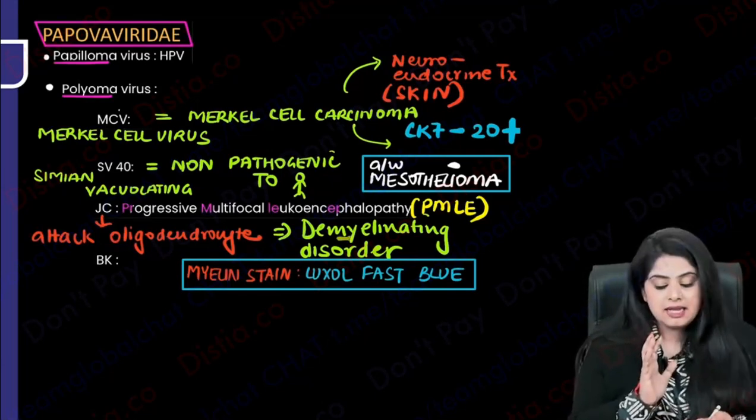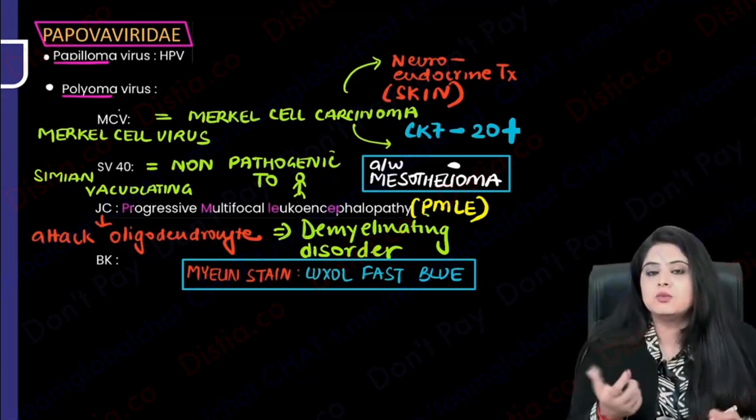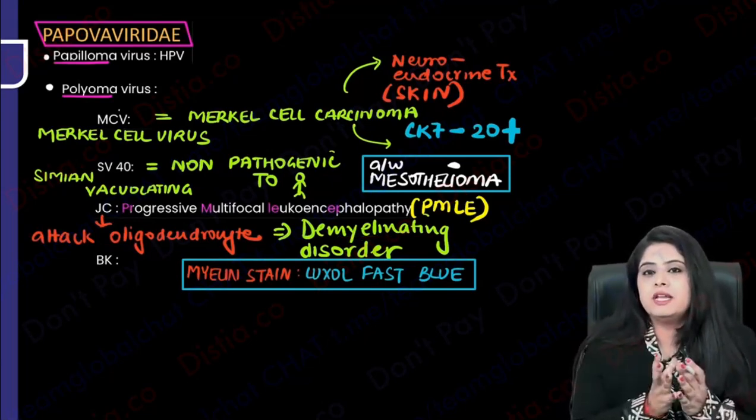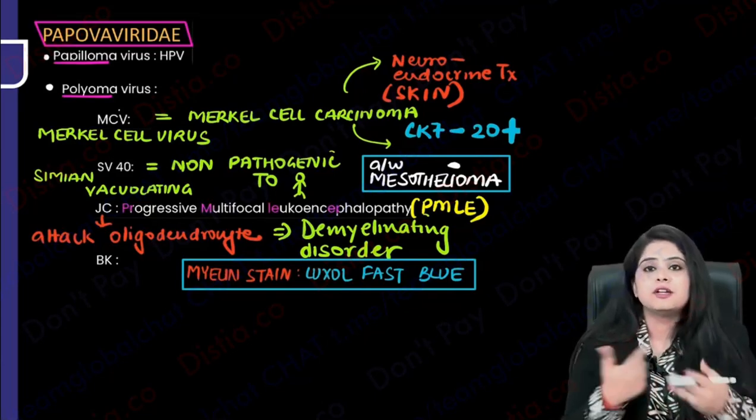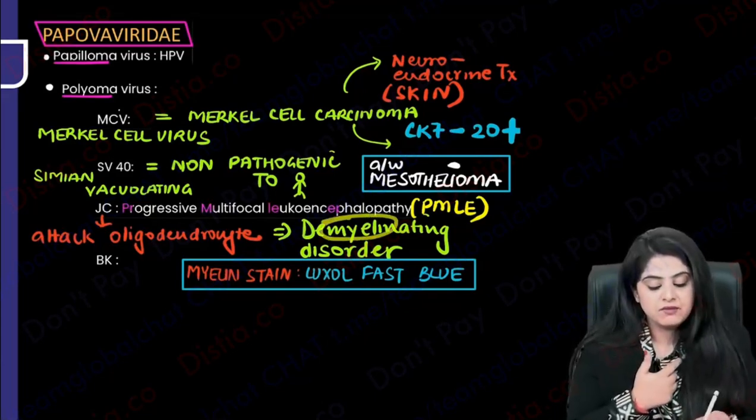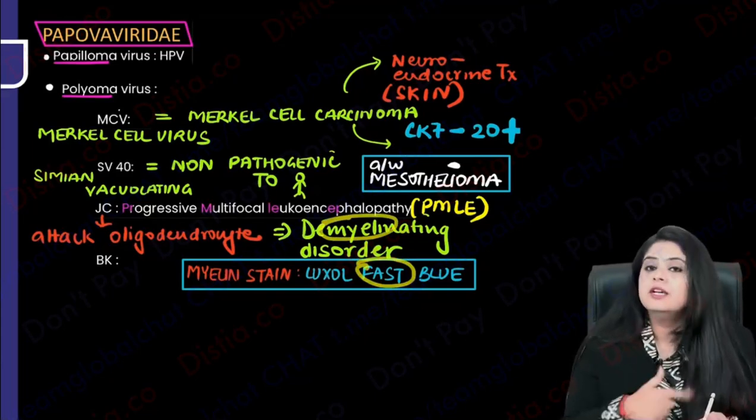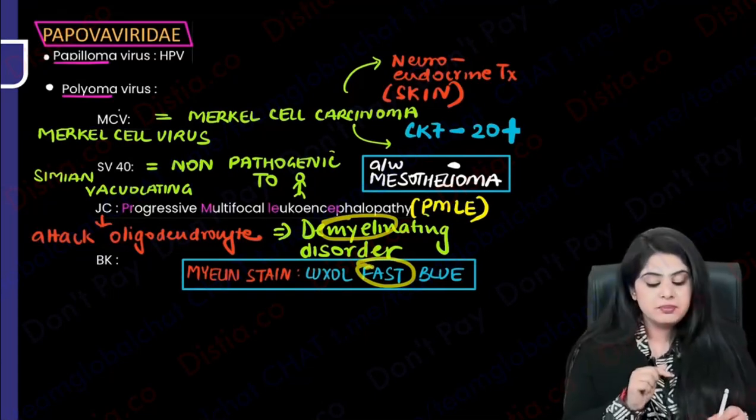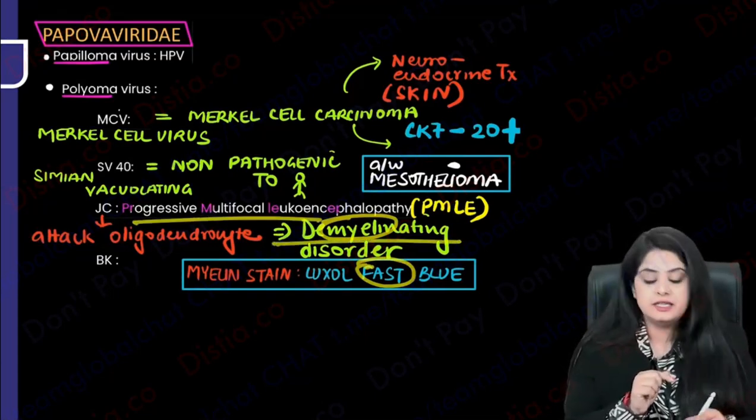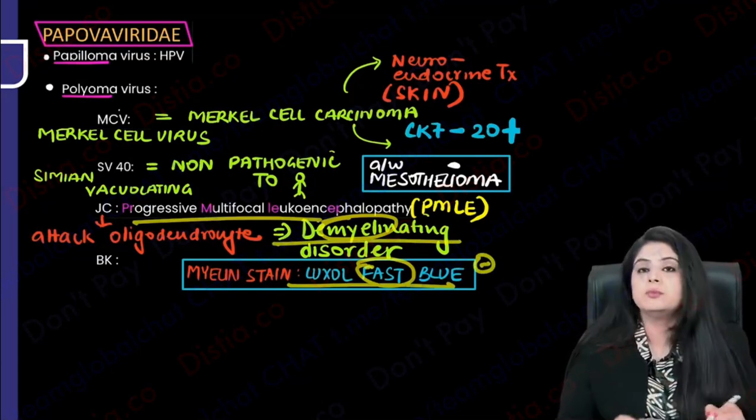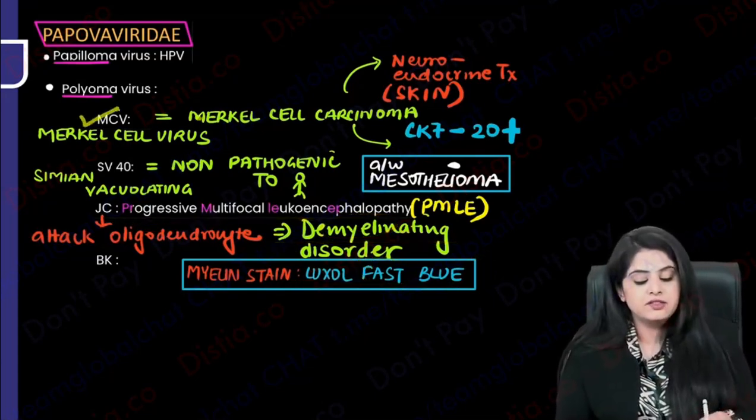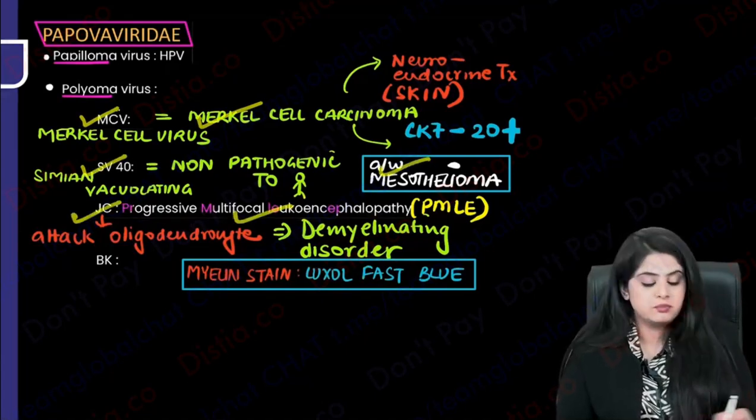How did I learn it? I told you, myelin makes your conduction faster. Why is God given myelin around the brain, cord and nerves? Because it makes conduction faster. So myelin is something which is going to make things faster for me. So the myelin stain is Luxol Fast Blue. However, in PML, because it is a demyelinating disorder, Luxol Fast Blue comes out to be negative. So Merkel cell virus, Merkel cell carcinoma, SV40 mesothelioma, JC virus causes PML.